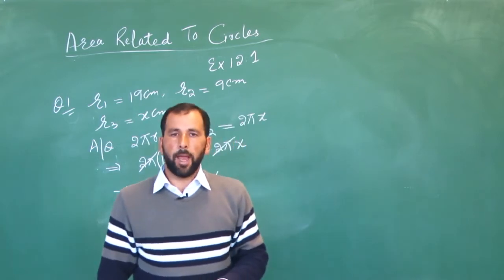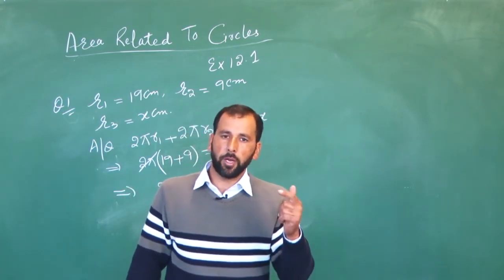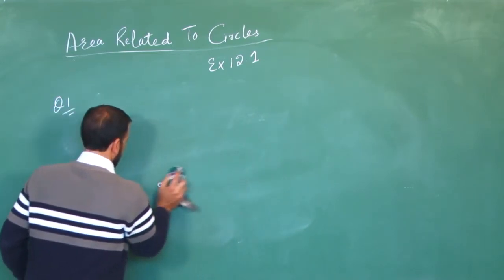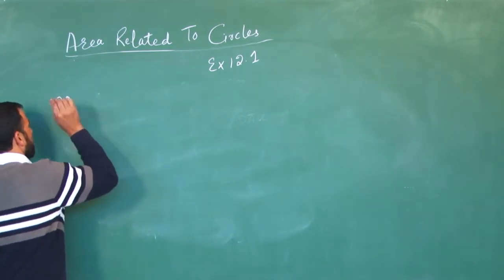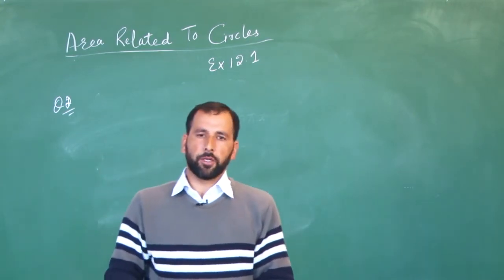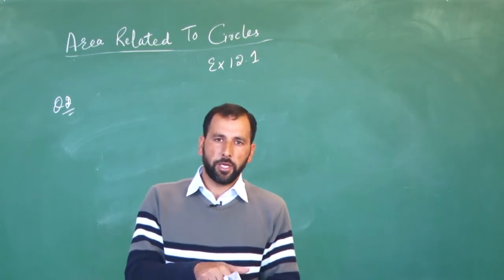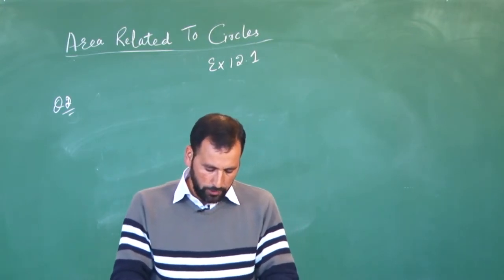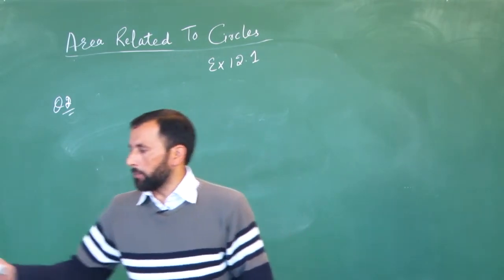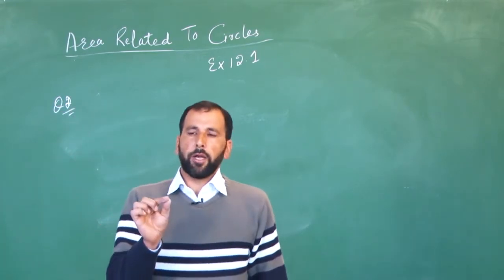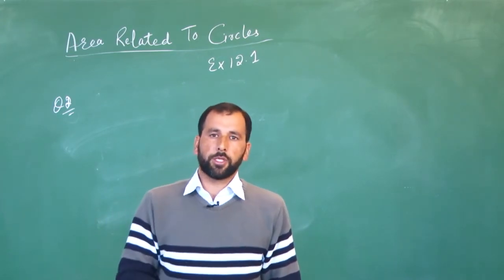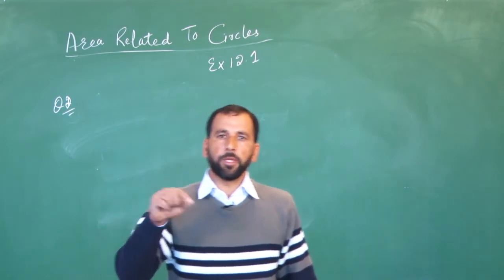Now let us take another example from the same exercise, question number 2, exercise 12.1. The radii of two circles are 8 centimeter and 6 centimeter respectively. Find the radius of the circle having area equal to the sum of the areas of the given circles. Same question, but in question 1 it was the sum of the circumferences. Now in question 2, the areas of the two circles are given, equal to the area of the third circle.